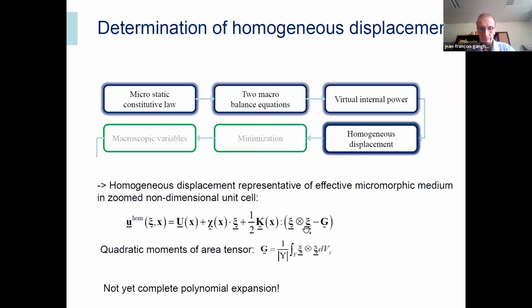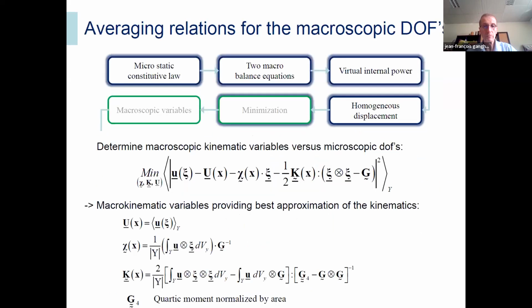But actually, I should just mention that this is not yet the complete polynomial expansion. So there will be some additional terms up to the fourth order polynomial in Xi. So, but before doing this, we do the converse. So we express the macrokinematic variables versus the micro kinematic ones. So this is done classically by minimizing the squared norm of the difference between the heterogeneous displacement and the postulated homogeneous one. And so we get these macrokinematic variables in terms of the displacement.